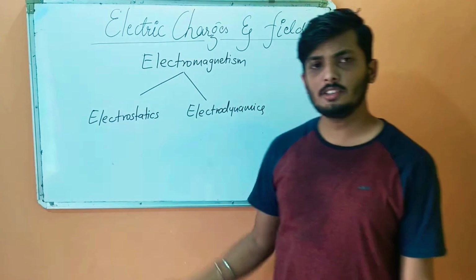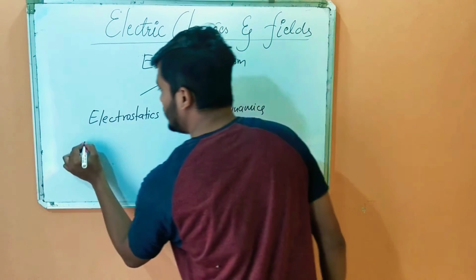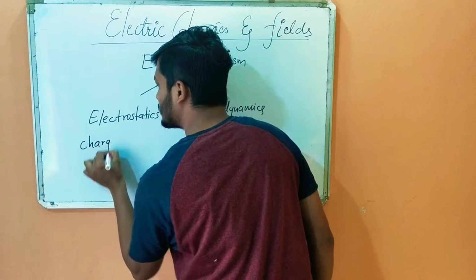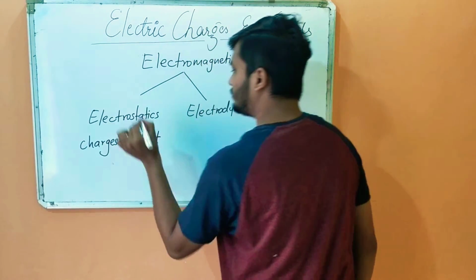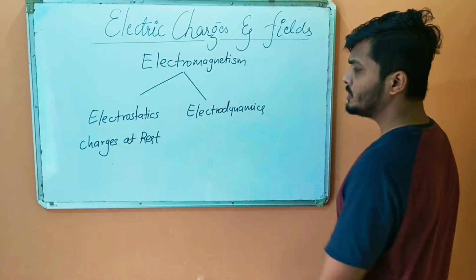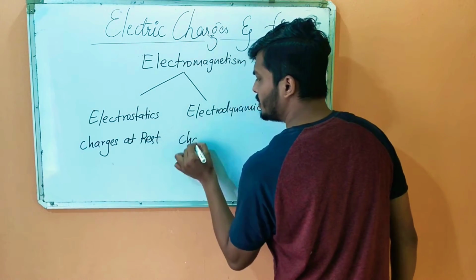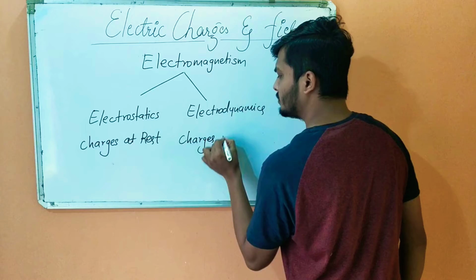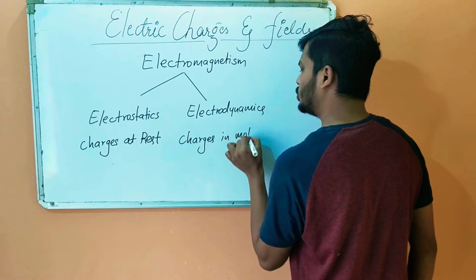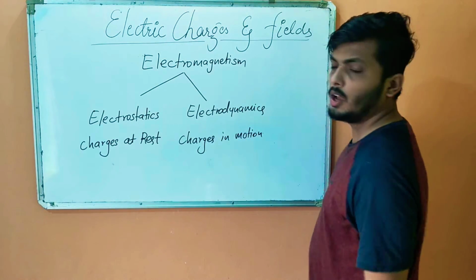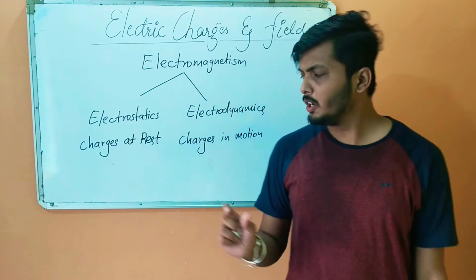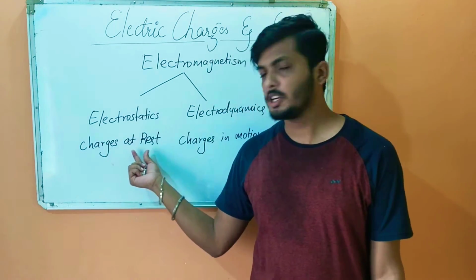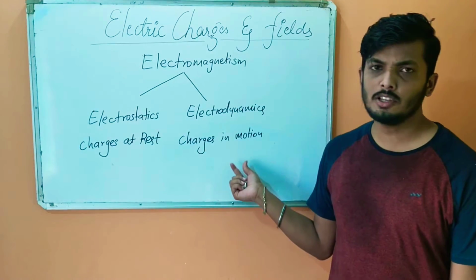Now, electrostatics is a branch of physics that deals with the charges at rest, whereas electrodynamics is a branch of physics that deals with the charges in motion. Now you can differentiate between both. Both are dealing with charges. The only difference is here it is dealing with charges at rest and here charges in motion.